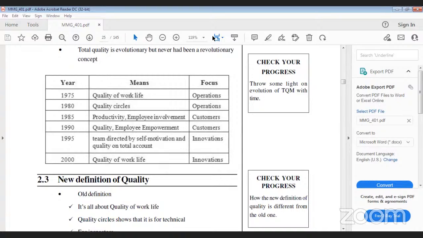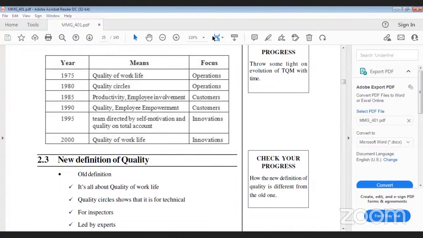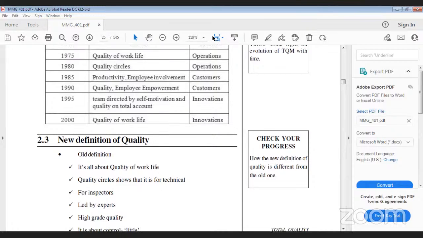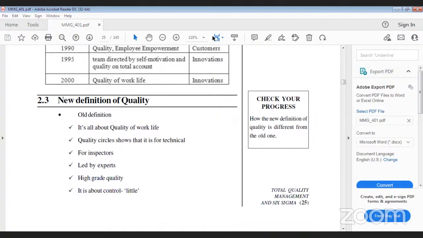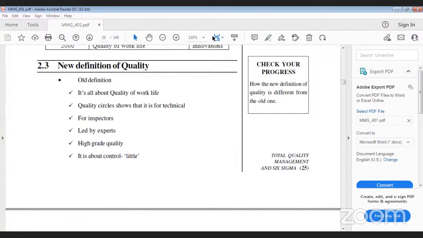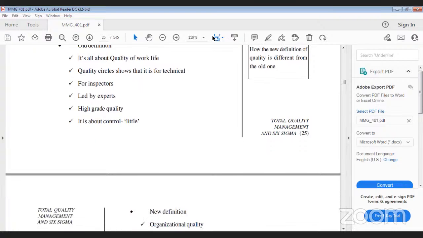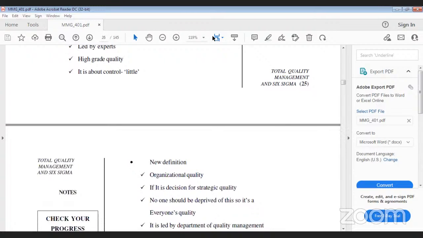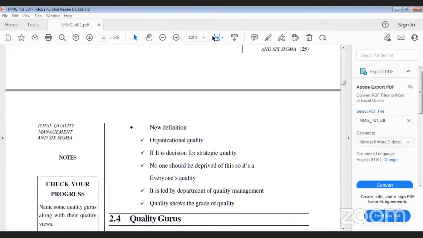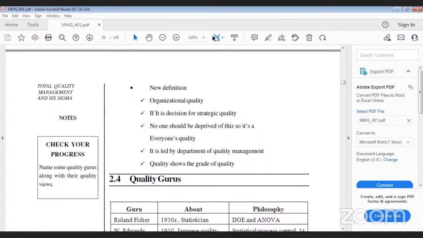There are also new definitions of quality given here, alongside the old definitions. The old ones are all about quality of work life, then quality circle, which is technical, then inspectors led by experts, high grade quality, and control. The new definitions are related to organizational quality, then strategic quality. No one should be deprived of it, so it is everyone's quality. It leads to the department of quality management, and quality shows the grade of quality.